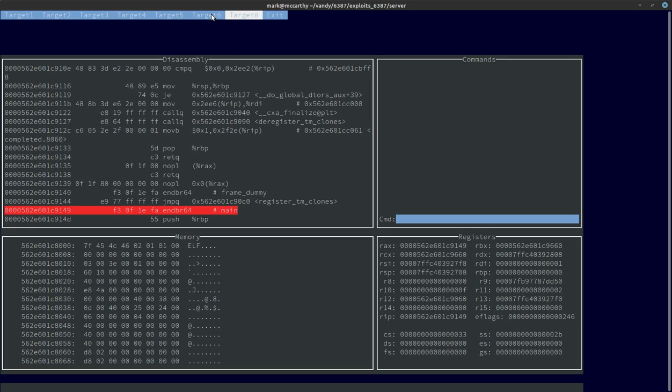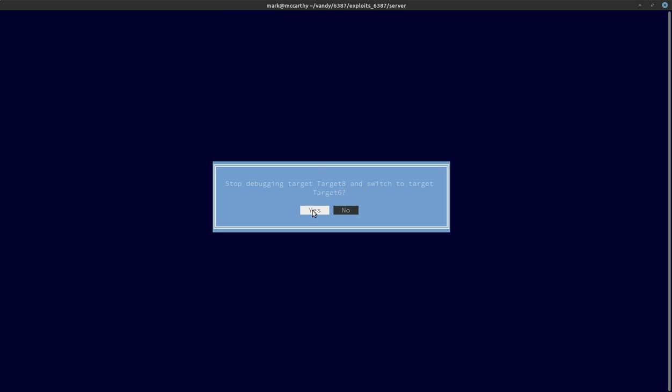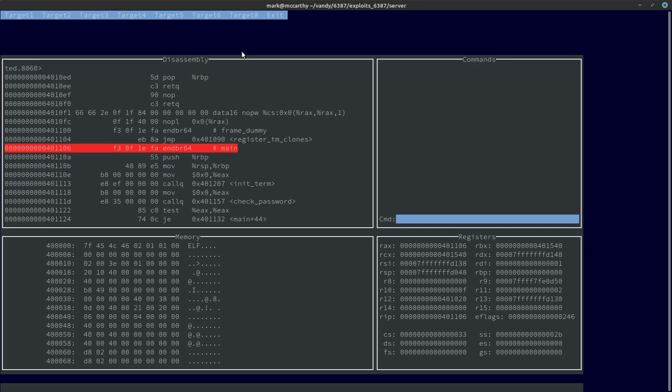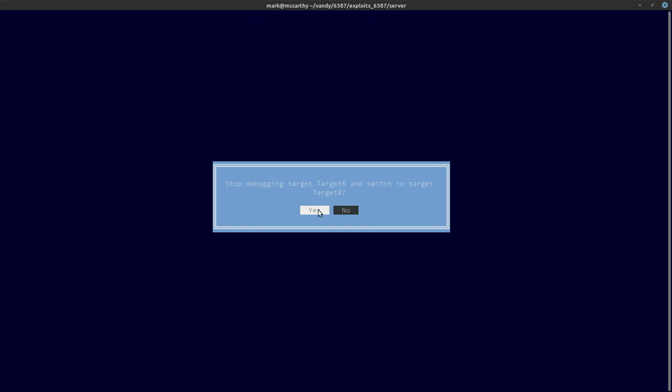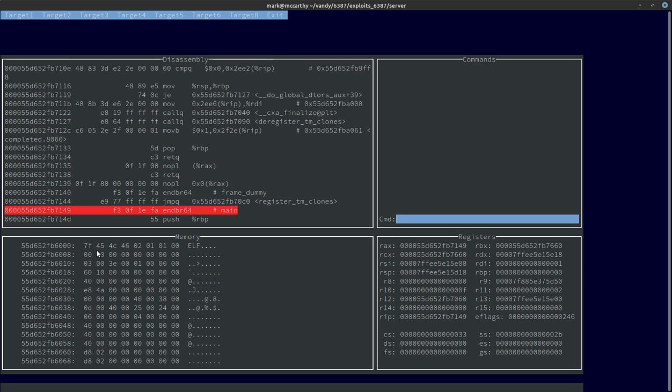That should be enough. Let me just switch temporarily over here to target 6 and then switch back to target 8. Yes. So remember the last time the stack started at 1C8000. Now it's at FB6000. That's because we have something enabled called ASLR. And it randomizes the address space for the program and the stack.